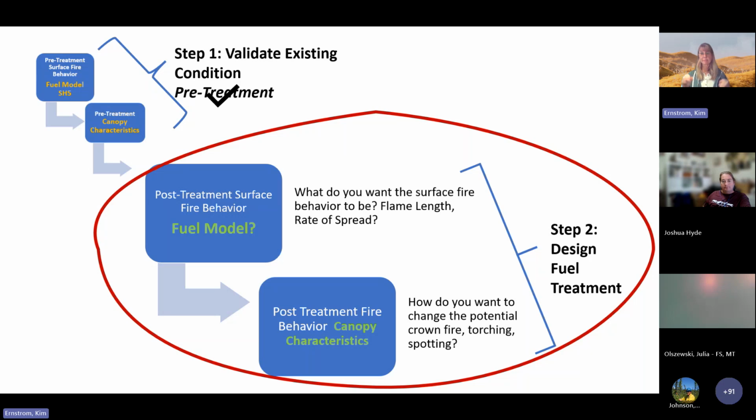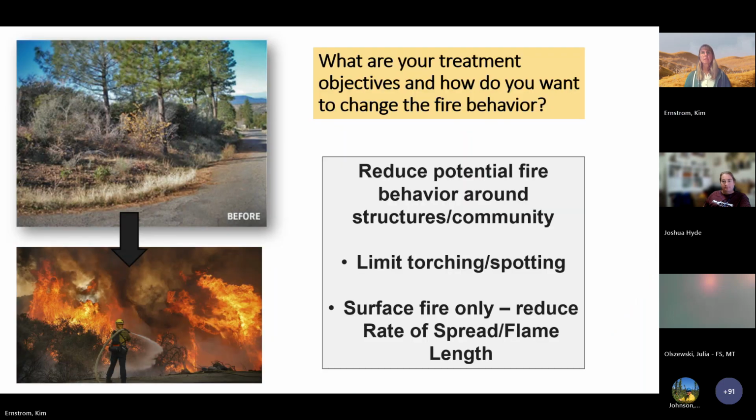So step 2, now I'm going to write my rules. But first I have to think about what my treatment objectives are, right? How do I want to change the fire behavior? In this case, there's actually a house tucked in behind those trees back there. You can't see it because of the fuels. So my objectives here are to reduce potential fire behavior around the structures and the communities. And I want to limit torching and spotting. And I really only want surface fire spread. So I want to reduce the rates of spread and the flame lengths.